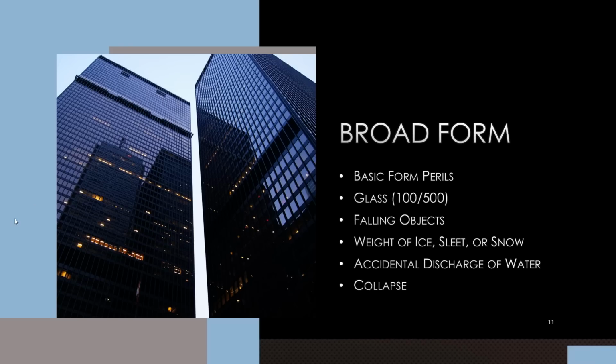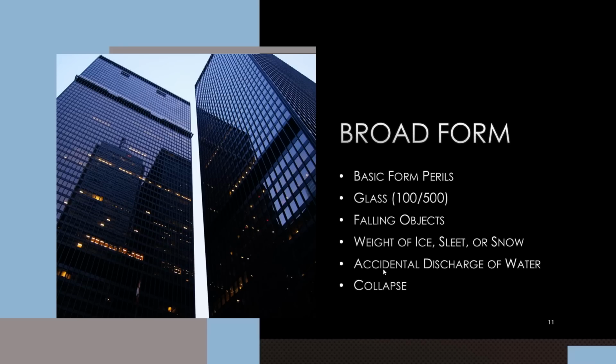So glass doesn't cover a glass object. Okay, I guess the window's broken. I'm sorry, let me make sure. Glass covers the broken window. Now, when the shards of glass fall from the broken window and damage some other property, that's going to be what's called falling objects coverage. Right, another thing is the weight of ice, sleet, or snow that could cause your building to collapse is also covered. And accidental discharge of water.